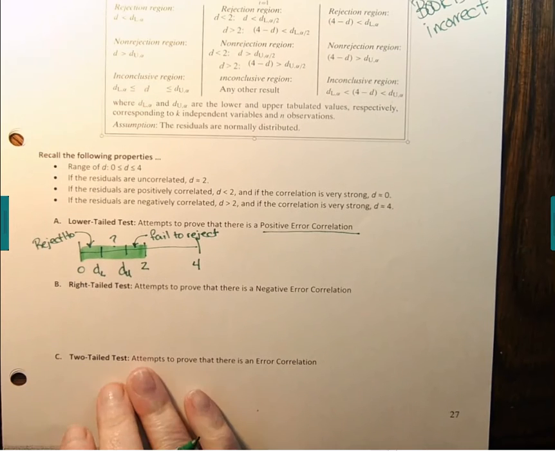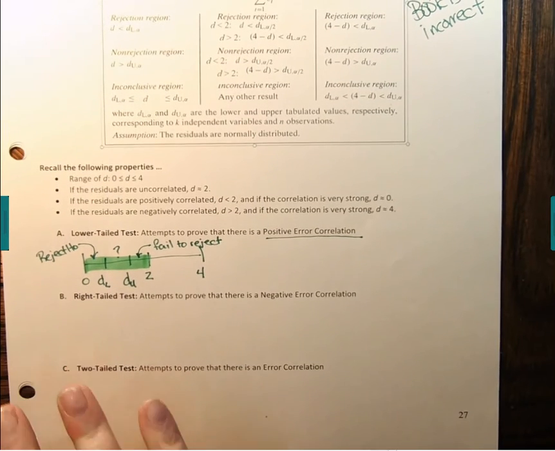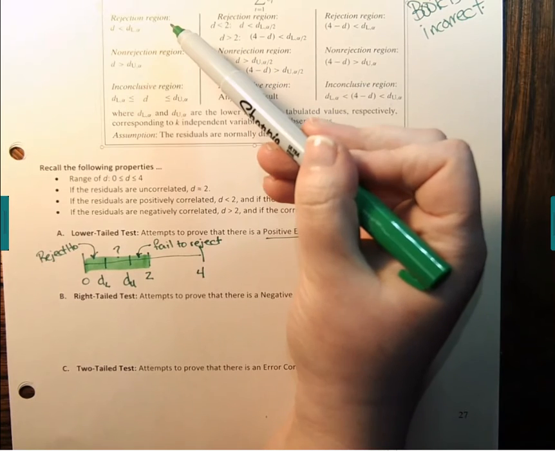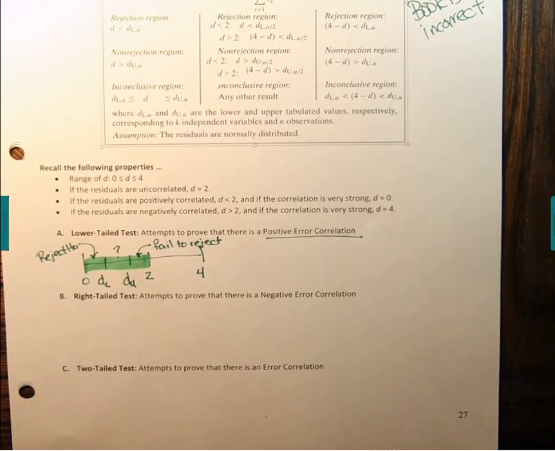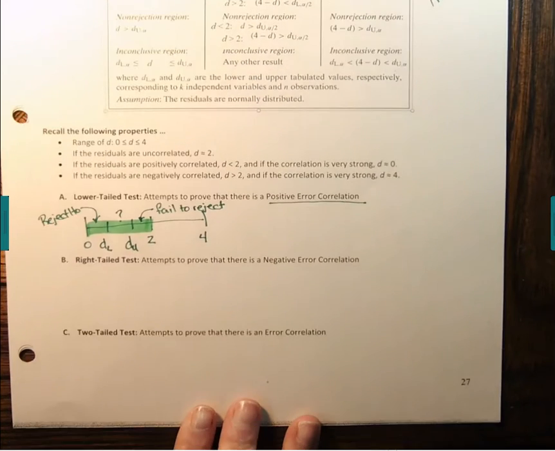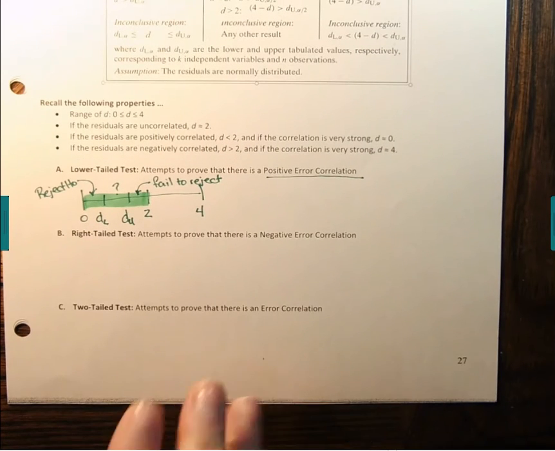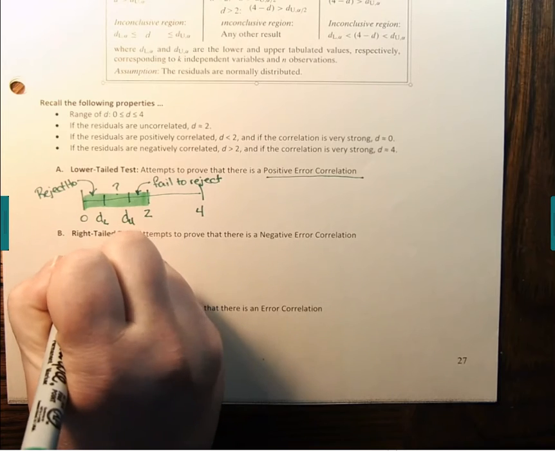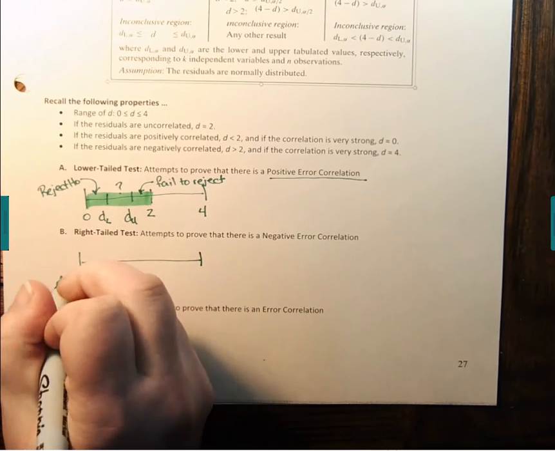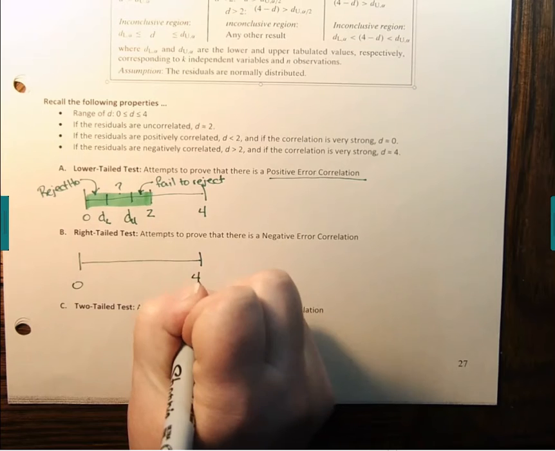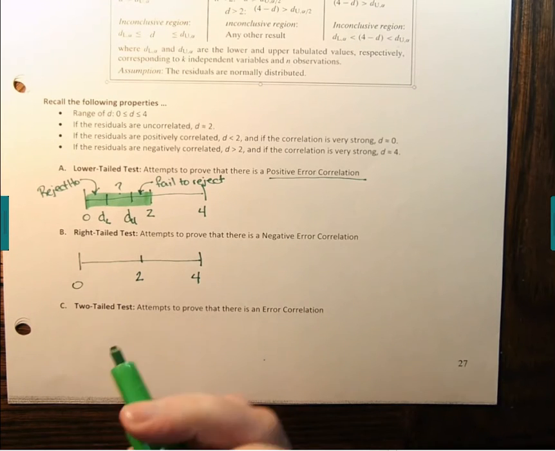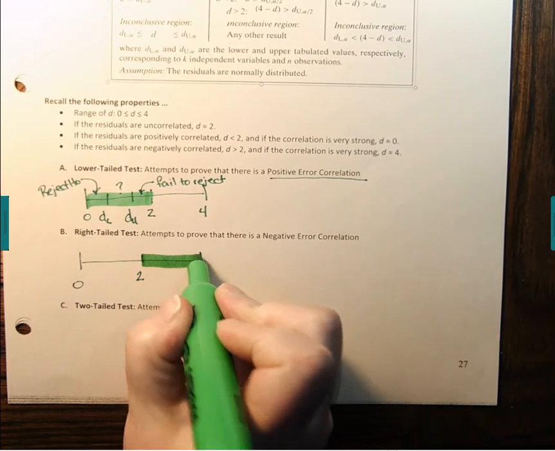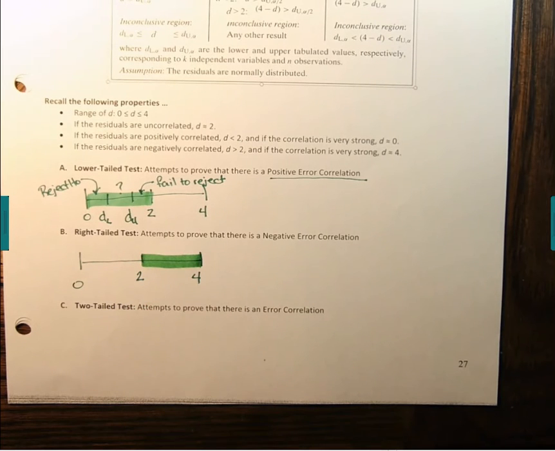So this is why when you look up here at the box which summarizes the test, you'll notice there's a rejection region, a non-rejection region, and the inconclusive region. And we could do the exact same thing for the other two tests. So again, I'm going to write out my number line from 0 to 4. We know a 2 suggests no correlation. Well, in this case, we're interested in negative correlation, which occurs when the test statistic is between 2 and 4.